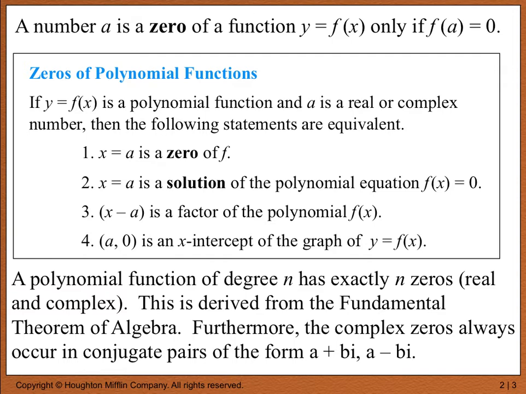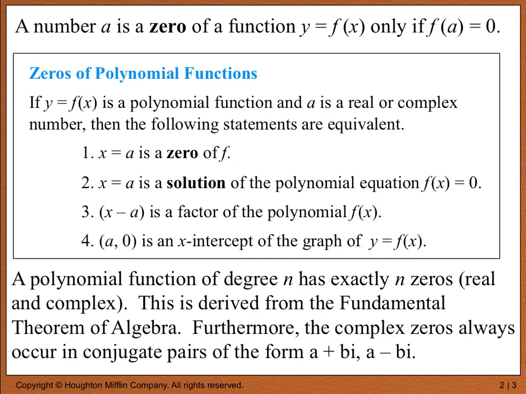So if a polynomial function of degree n has exactly n zeros, that means it has exactly 5 zeros if it's of degree 5, or it has exactly 3 zeros if it's of degree 3. Now, those 5 zeros, for example, if we're talking about a degree 5 polynomial, could be any combination of real and complex. It might be 3 real and 2 complex. It might be 1 real and 4 complex. But the total number is going to be n.